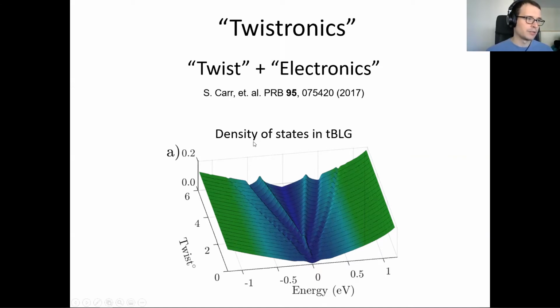This is showing the density of states, in the z-axis and also in color, of twisted bilayer graphene as a function of the twist angle and energy away from the Fermi level. We can see at the center, this is the Fermi energy. Away from the Fermi energy at large twist angles, there are these peaks. And these peaks are basically the hybridization between the original monolayer band structures due to this new effective superlattice.